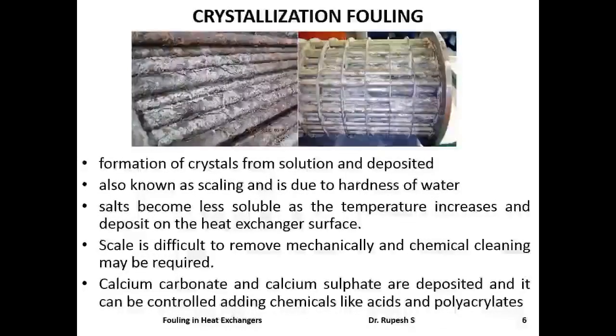This type of fouling is common when liquid handled by heat exchanger contains higher concentration of dissolved salts and minerals. At higher temperatures and pH values, the solubility of salt in solution decreases and consequently they form crystals and are deposited on the surface. Calcium carbonate and calcium sulfate are the examples of salts that are deposited by crystallization. This process is also known as scaling. This can be controlled by adding chemicals such as acids or polyacrylates to water.